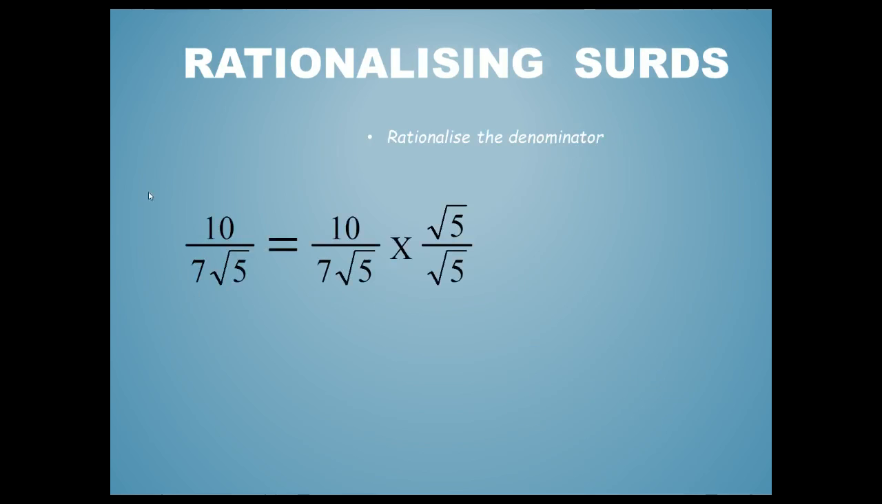Same thing again. 10 over 7 root 5. Multiply top and bottom by the square root, and we'll end up with 10 root 5 in the top, and then the root 5 times root 5 just becomes square root of 25, which is 5, so it's 7 times 5 in the bottom. We'd end up with 10 root 5 over 35, but 10 over 35 simplifies down to 2 over 7. So we'll end up with 2 root 5 over 7. And if you want, I'll go through that in class to show you how that fraction simplifies down, but that's what we do.